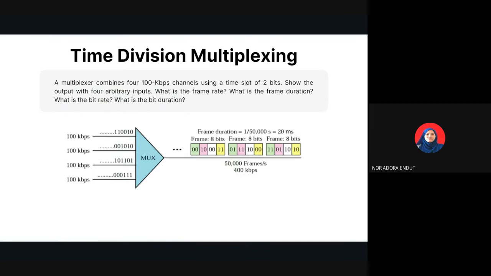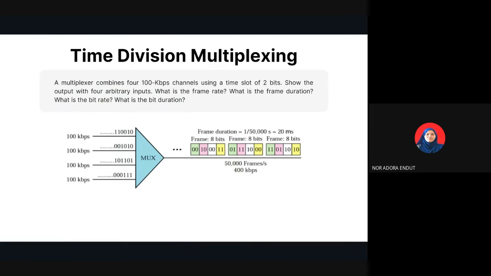Since it sends 100 kilobits per second and every time slot has two bits, okay, 100 kilobits is 100,000, right? So if it sends two at a time, we divide 100 by 2 and you will get 50,000. So you need 50,000 frames in order to finish sending 100,000 bits in 1 second. So the frame duration will be 1 second divided by 50,000 frames. Okay, so you get 20 milliseconds.